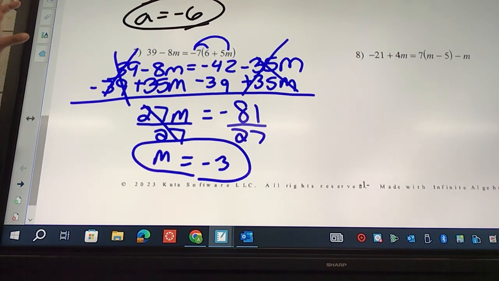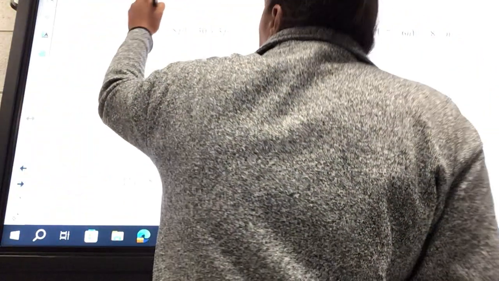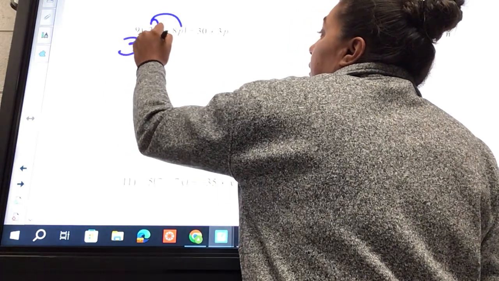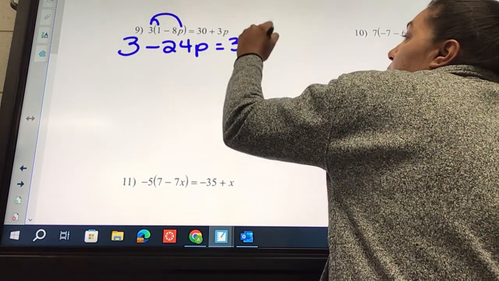Can I scroll? Okay, 9. We're going to go ahead and distribute. So I'm going to get 3 minus 24p equals 30 plus 3p.